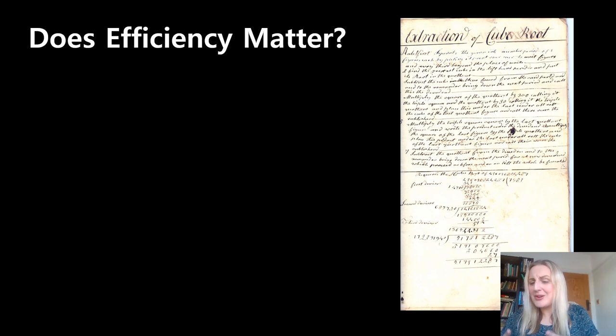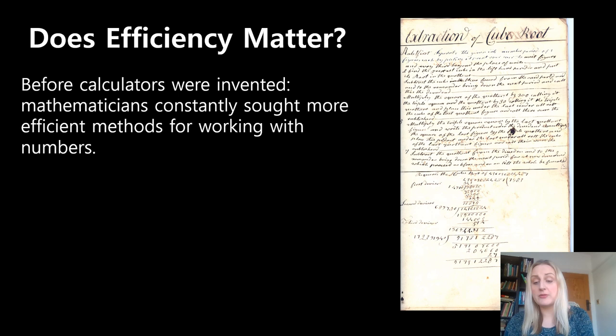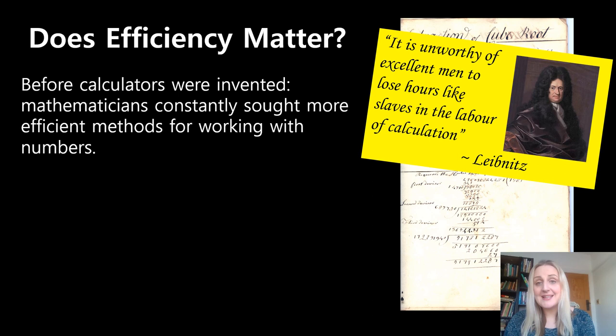There was a time where maths had to be about that to some extent, not all maths, but there were people whose jobs involved that a lot. Not anymore. Before calculators were invented, mathematicians had to look for more efficient ways of doing things. And it was Leibniz who said, "It's unworthy of excellent men to lose hours like slaves in the labour of calculation." So he's saying that you get these very, very smart mathematicians, and they were just losing all their time where they could be doing amazing things. They were losing it to doing all these annoying calculations. Efficiency mattered. And if they had a quick method then they would use it. This is not what things look like for us anymore.